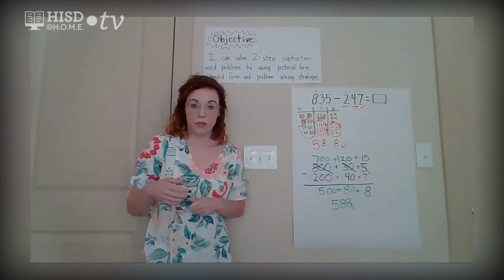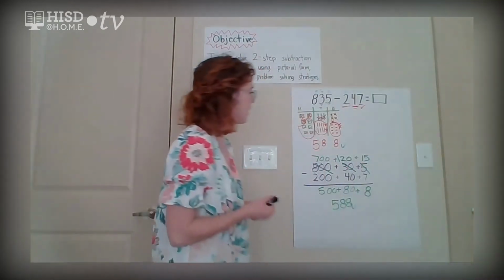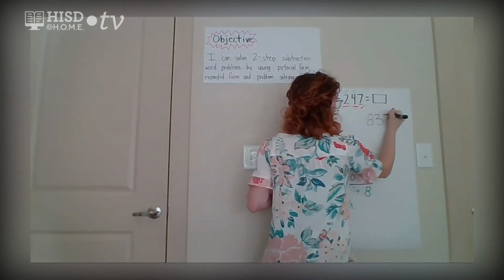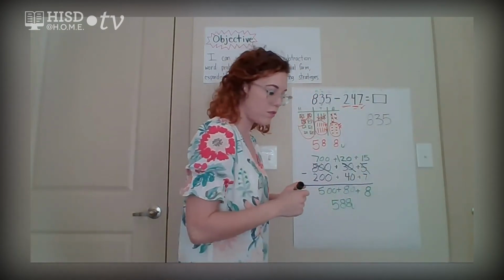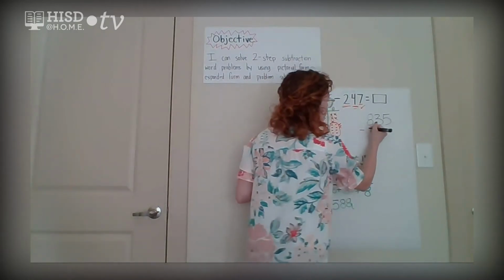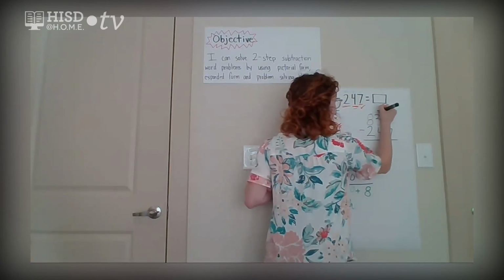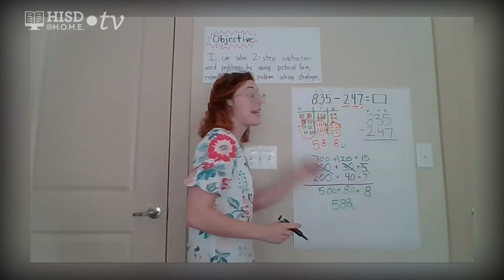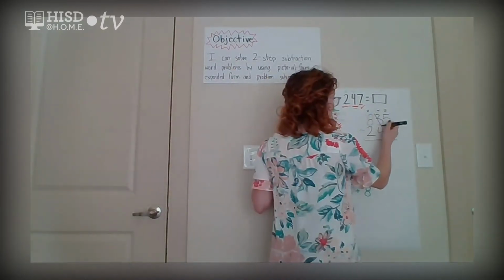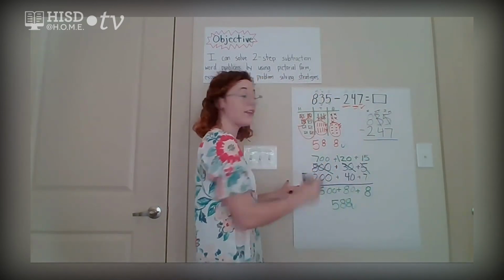Now, if we put this in standard form, which we'll do, I would subtract 835 minus 247. I have my numbers lined up, my ones, my tens, my hundreds. Again, I can't take 7 away from 5. I just cannot subtract that. I need to regroup this to 20 and this to 15. Just like I did down here, just like I did right here.